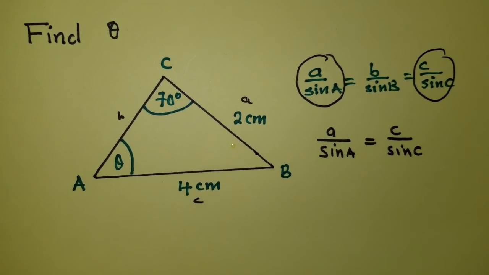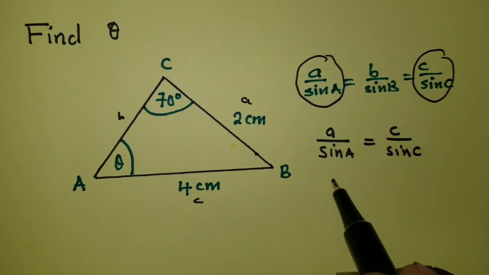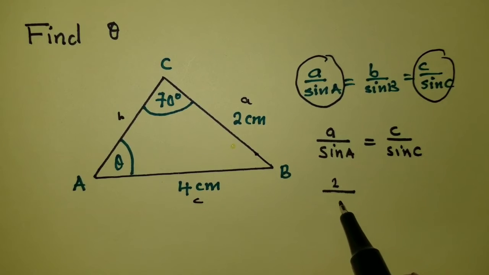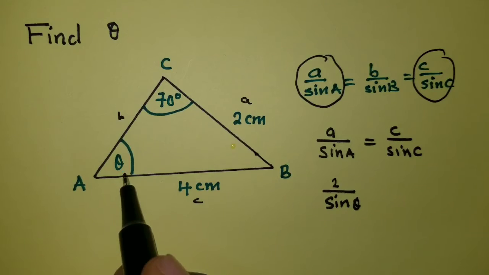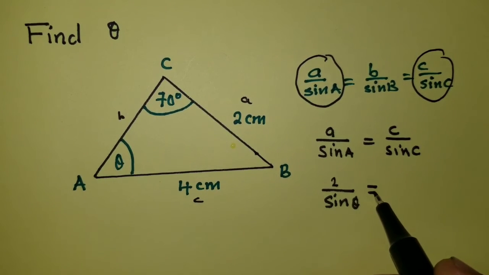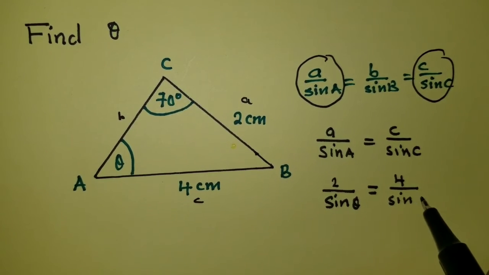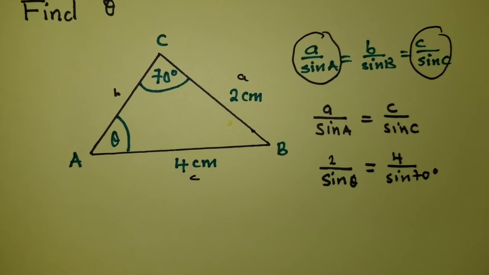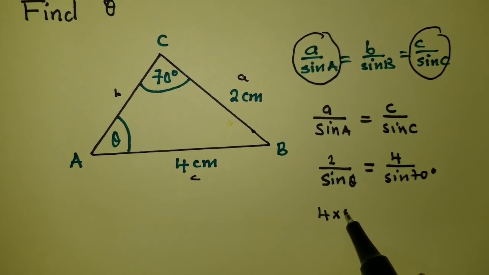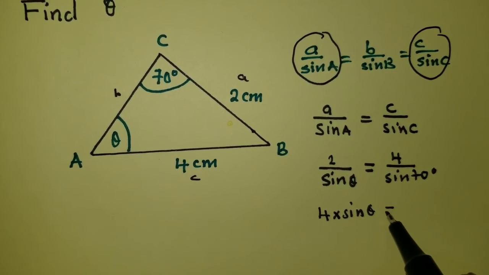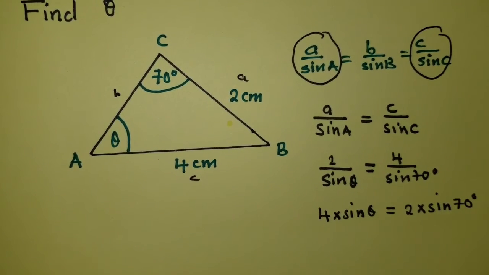So when we write this, we plug in the values. So what is our a? That's a 2. Small letter a, that's a 2 over sine theta. We are looking for theta. Capital letter A is theta, which is equal to c, it's 4 over sine 70 degrees. So here we just do the same. We cross multiply. We shall have 4 times sine theta is equal to 2 times sine 70 degrees.